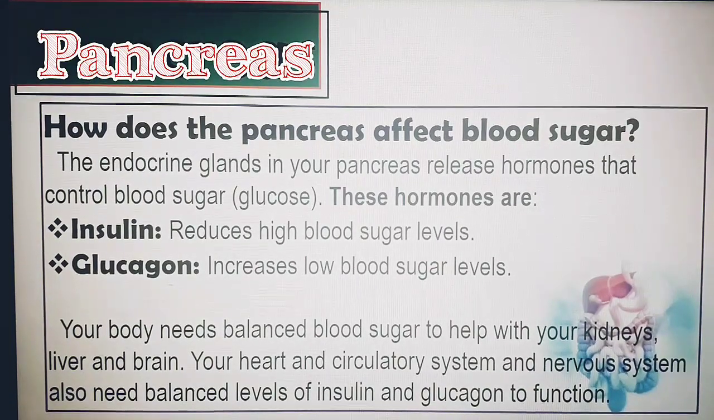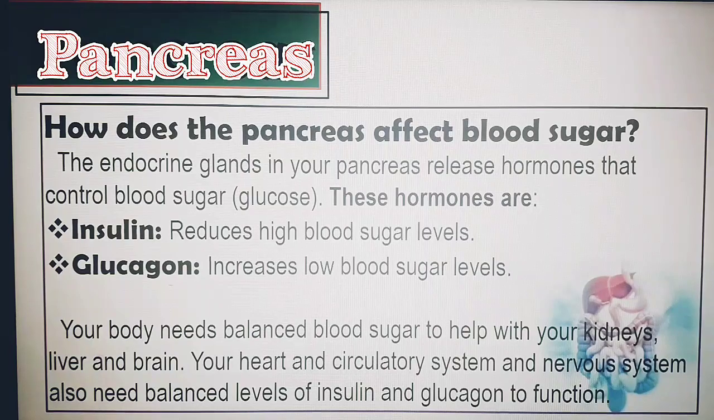How does the pancreas affect blood sugar? The endocrine glands in your pancreas release hormones that control blood sugar. These hormones are insulin and glucagon. Insulin reduces high blood sugar levels, and glucagon increases low blood sugar levels. So, these are hormones coming from your pancreas.